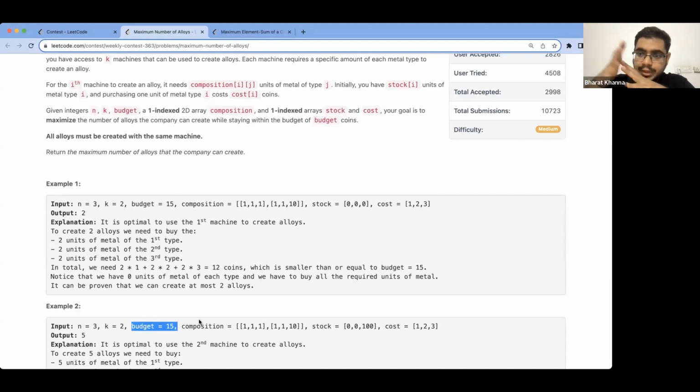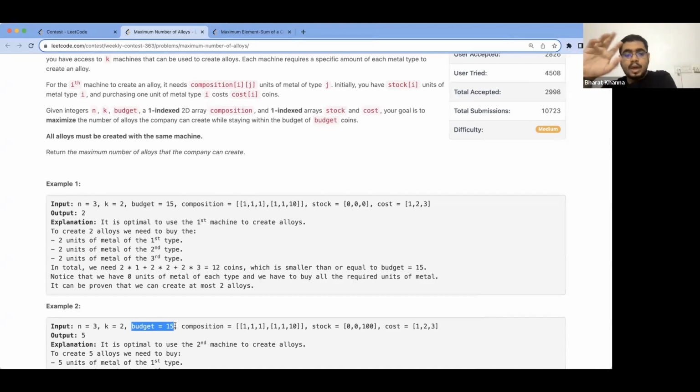So there are K types of machines, each machine makes one kind of alloy. We know the composition of that alloy for making 1 unit, right? If you want to make K units, you would need K times that particular composition, right? Second thing, we already have some metals given in stock. Extra, we would need to buy using a certain cost, and whatever we buy, the cost should not exceed this budget.